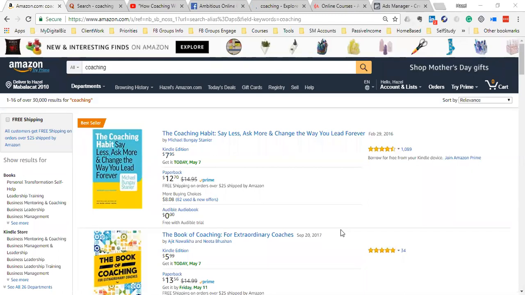Now, today, in day 2, what we're going to do is what I call the validation quickie. The validation quickie is a 2-step process. The first step is to validate if there is a hungry market for your course idea, and the second step is about validating the profitability of your course idea. We're going to start with the first step, which is to validate if there is a demand for your course.